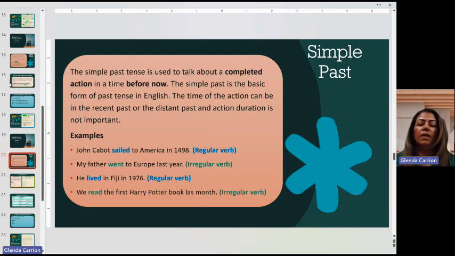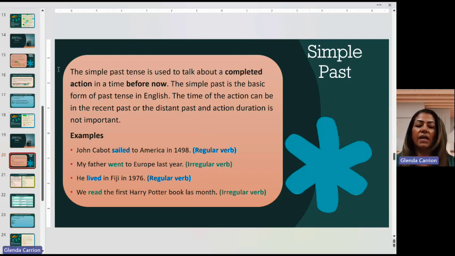Okay? Okay, there are two ways to work with the simple past. And there are two ways because there are two types of verbs. There are the regular verbs and there are the irregular verbs. I'm sure you have heard of this before. So let's look at the examples.